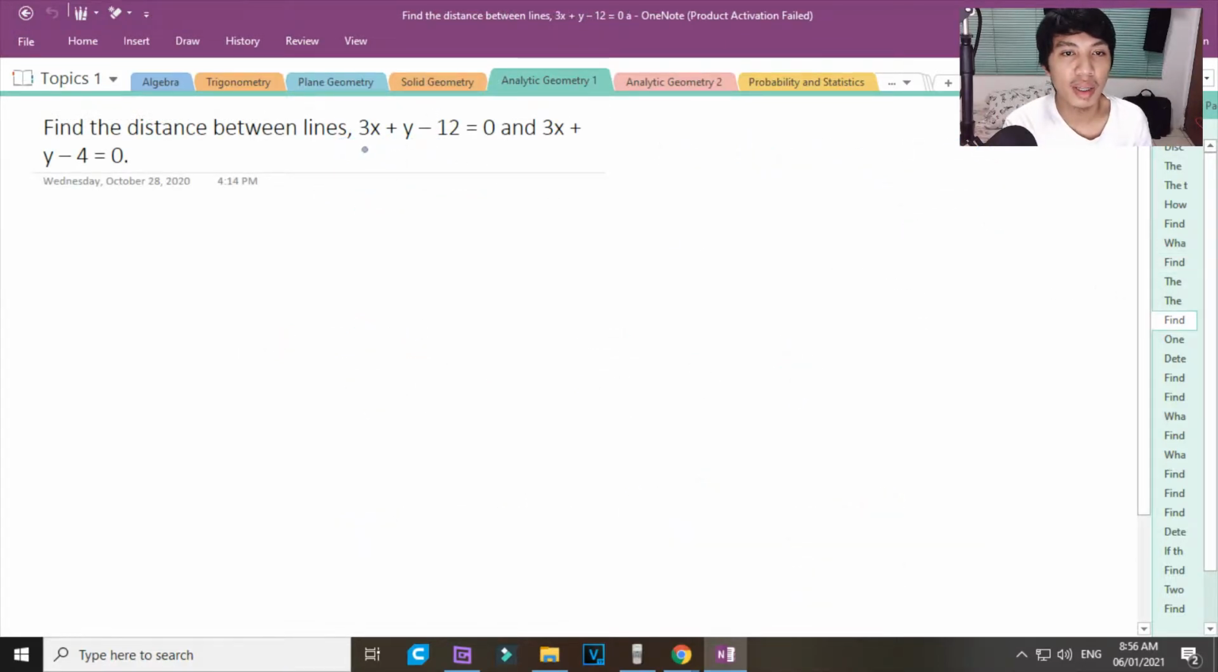Yan. The distance between lines, 3x plus y minus 12 equal to 0. Tapos 3x plus y minus 4.